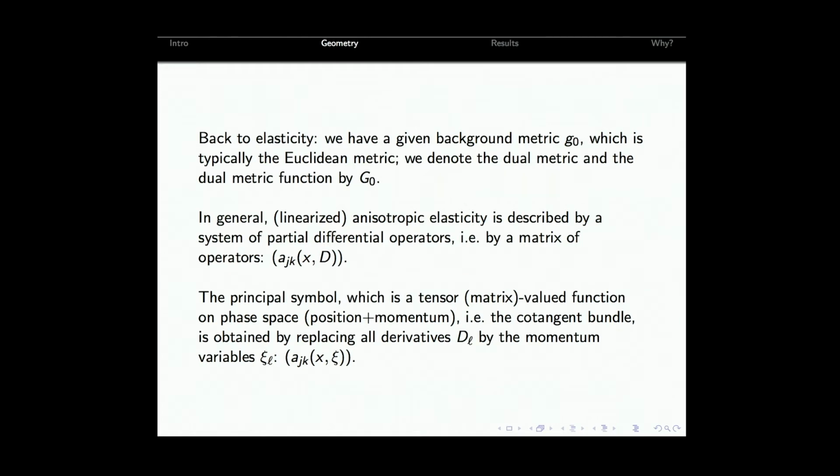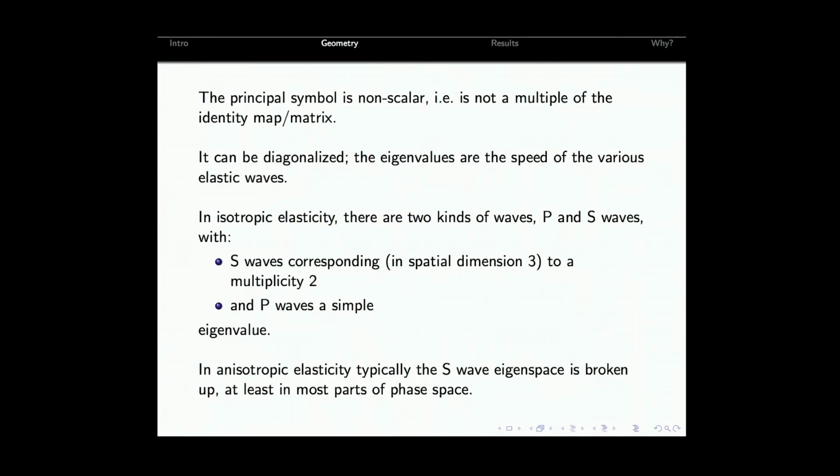All right. So the object is that you get a matrix that varies from point x to point x, and momentum ψ to other momentum ψ. So it depends both on x and on ψ. Now, the other thing is that this matrix is not scalar, in the sense that it's not a multiple of the identity matrix or identity map. But nonetheless, it can be diagonalized. And the eigenvalues, when you diagonalize, are the speeds of the various elastic waves.